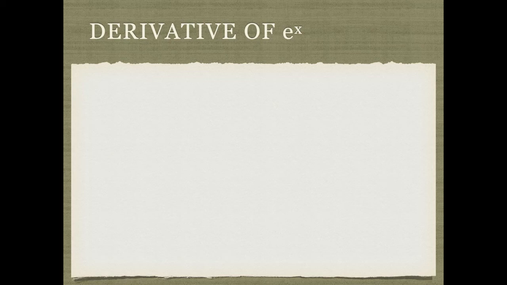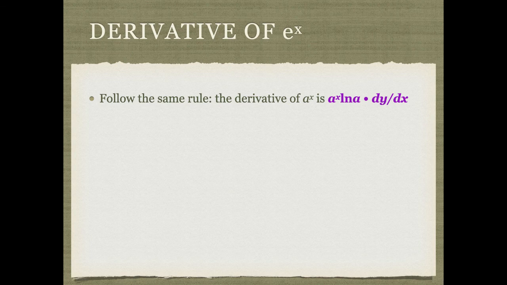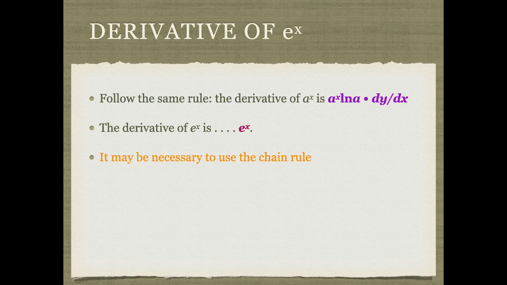So now we move on to the derivative of e to the x. So we take the derivative of e to the x, we follow the same rule. The derivative of a to the x is, again, the base to the exponent times the natural log of the base times the derivative of the exponent. But e to the x is sort of nice because the derivative of e to the x is just e to the x. And it may be necessary again to use a chain rule.